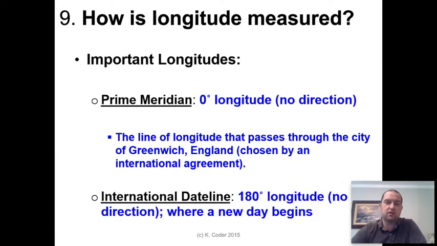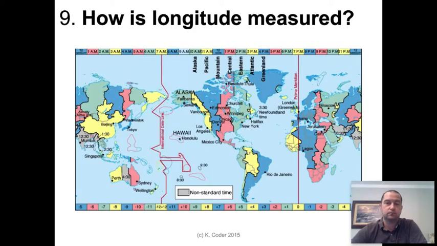And then on the other side of the Earth, we have our international date line. It's 180 degrees. Remember, half of a circle is 180. There's no direction here at all either, it's just 180 degrees. There's 179 degrees west on one side and 179 degrees east on the other. And this is where a new day begins.